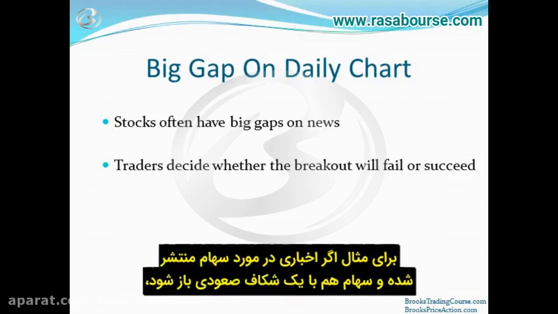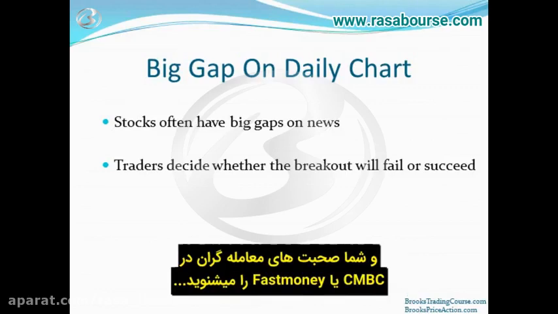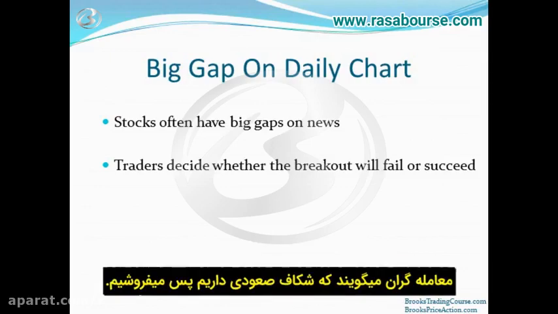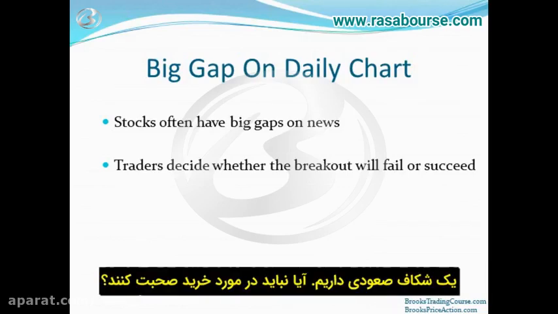Traders all the time have to decide what to do once they see a big breakout. So for example, if there's a news report or an earnings report on a stock, and the stock opens with a big gap up, you'll hear traders on television like Fast Money on CNBC. I don't get any money from Fast Money. I'm just mentioning them because it's a popular show. You'll hear the traders say, big gap up on news, do we sell it? And you're saying, wait a minute, why are they talking about selling a big gap up? Shouldn't they only be talking about buying?